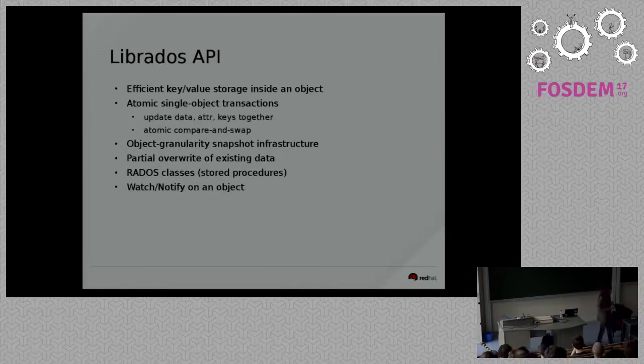And it's a very rich API. It's not just read, write, object. You have a key value store, we call it OMAP. So inside one object, you have a key value store, and you can use this to store, for example, the file system stores the directories in an OMAP, and in Rados Gateway, the bucket index is the OMAP. It supports atomic single object operation, so you can update the attributes and keys and data on an object in one operation. It has snapshots per object. Objects are mutable. That means you can actually partially overwrite objects.